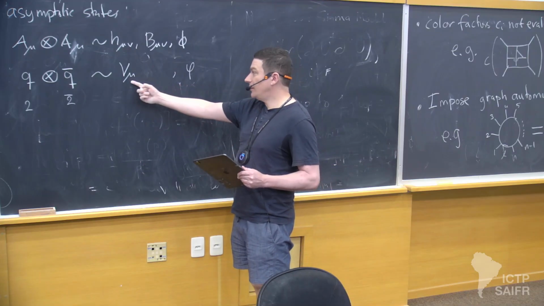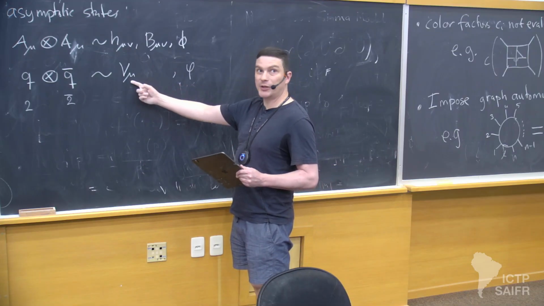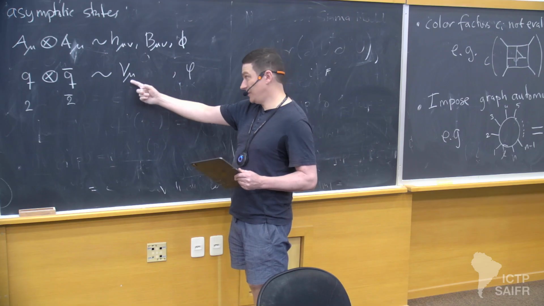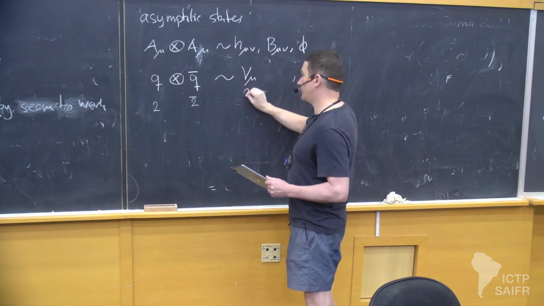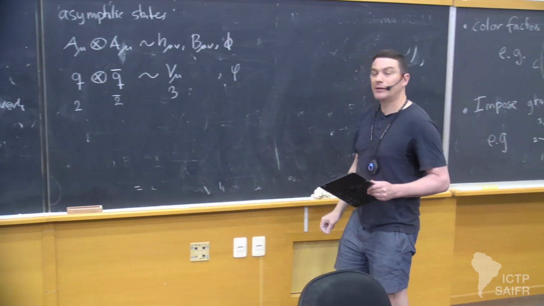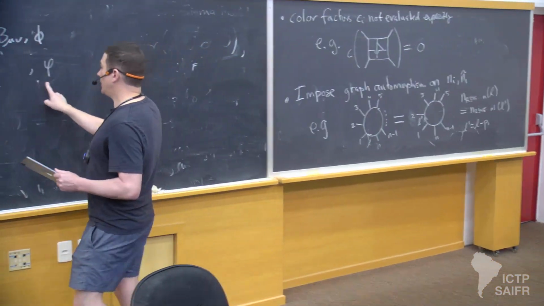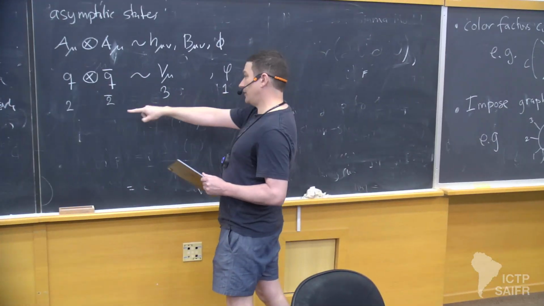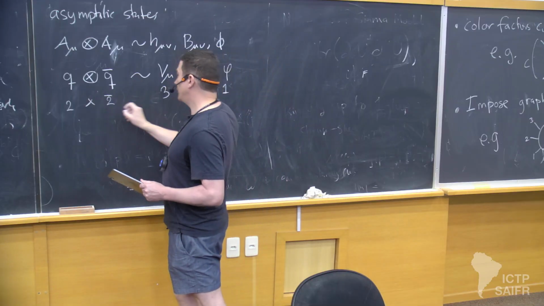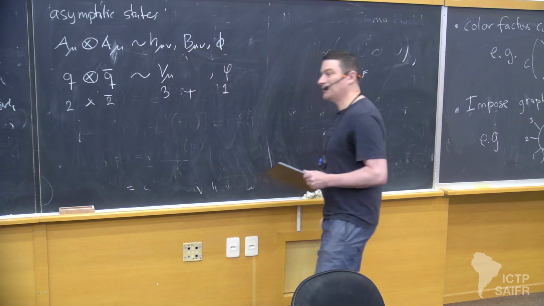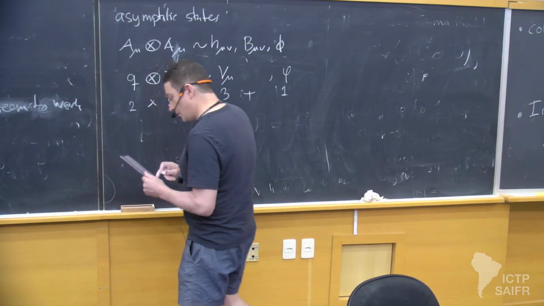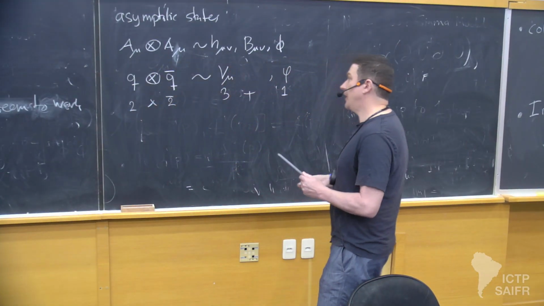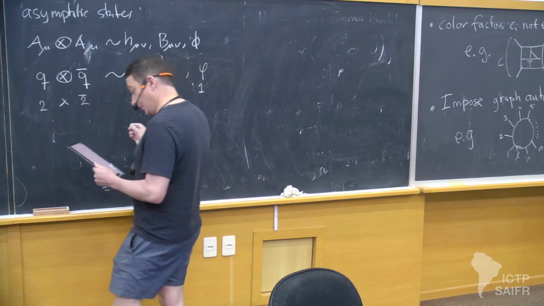And so this guy is a vector. So in 4 dimensions, this is a massive vector because the quarks are massive. So this actually has three states in 4 dimensions. And this is 1. So it seems to work out, right? 2 times 2 is equal to 3 plus 1. Good. And you can think about what happens if you're in higher dimensions, then probably it's more complicated.